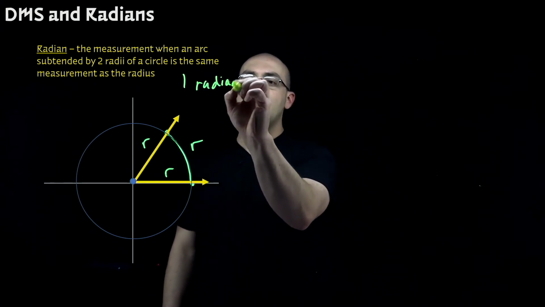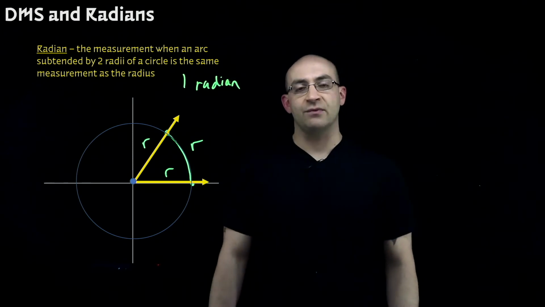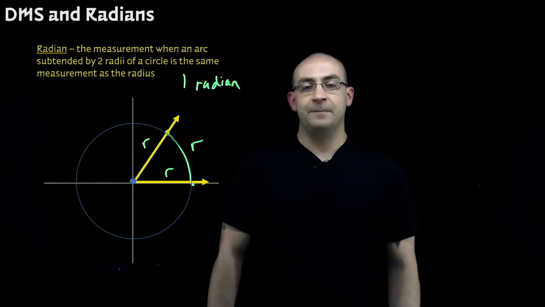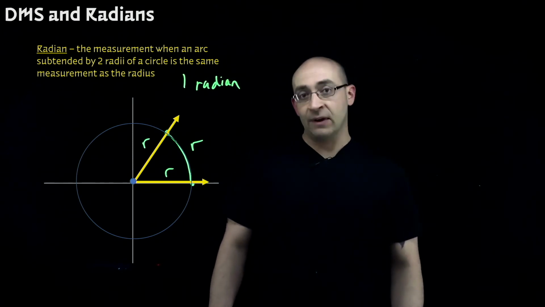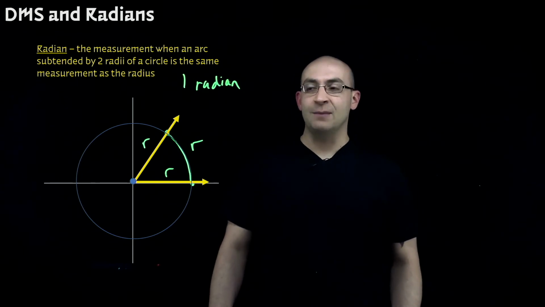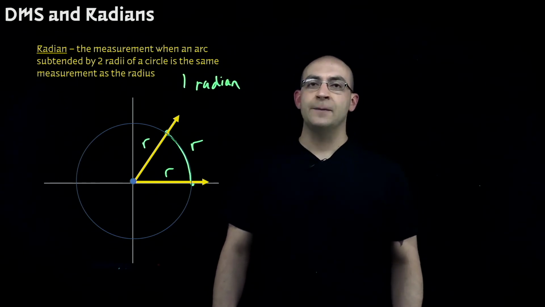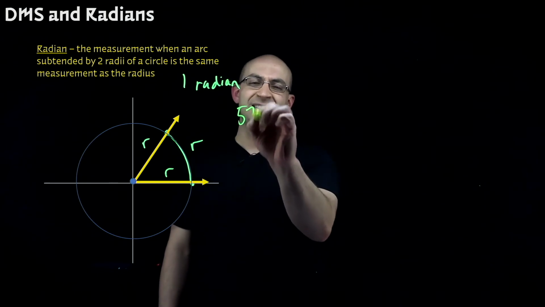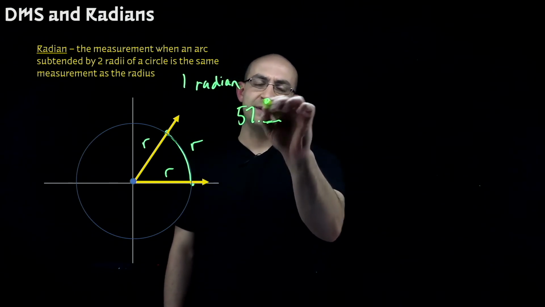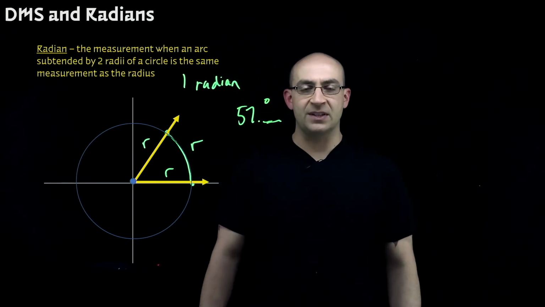There is never anything about units in terms of radians, because a radian is just a radian. Now, 1 radian, we could get into the breakdown of the degrees, which we'll do later. But 1 radian is about 57 point something degrees. Not quite 60, but a little over 57.